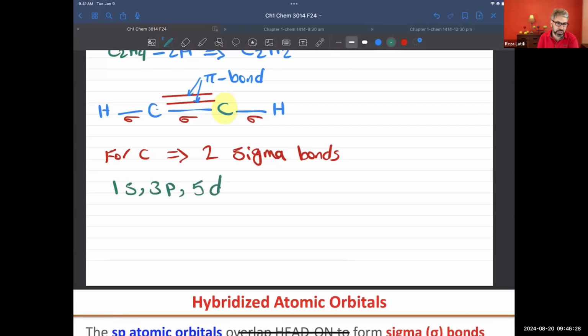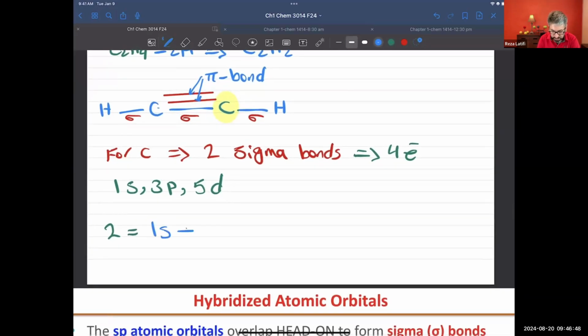How many orbitals do I need to accommodate those 4 electrons? Remember, we had 2 sigma bonds, 2 multiply 2, because we use 2 electrons per each bond. So totally we have 4 electrons. So I need totally 2 orbitals. So I use 1 from S plus 1 from P. 1 plus 1, that's going to give me 2. Okay, and I get S and P.